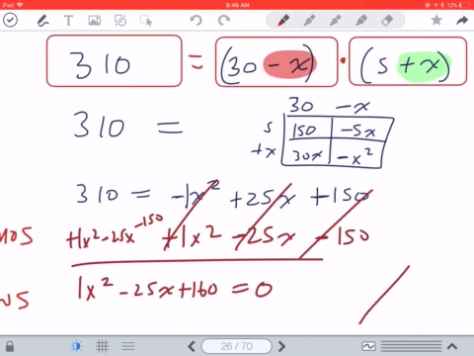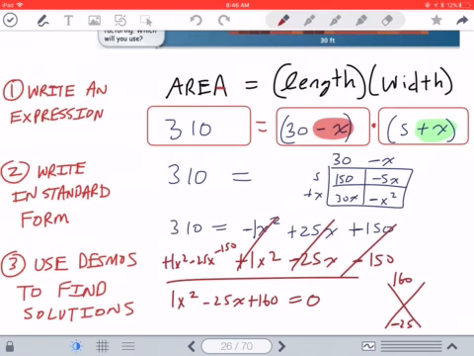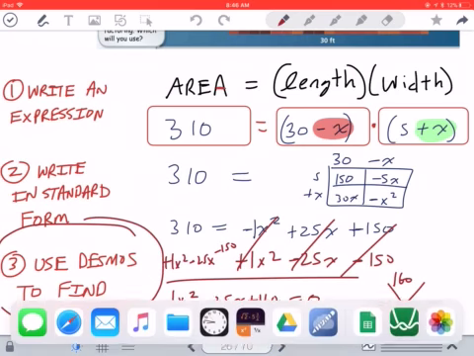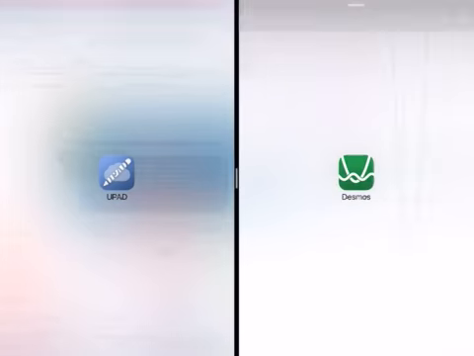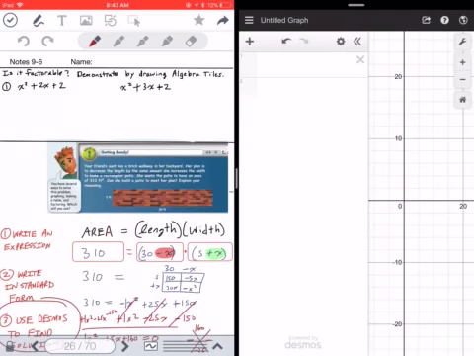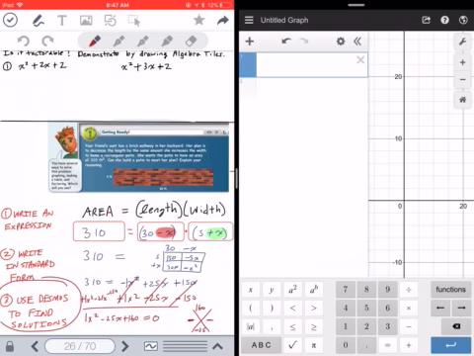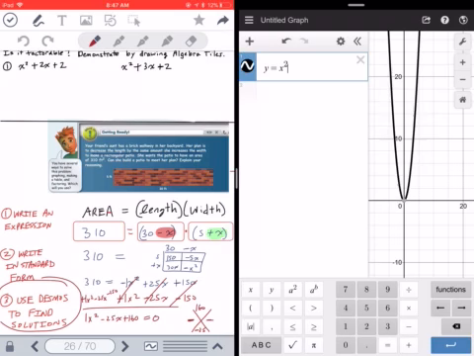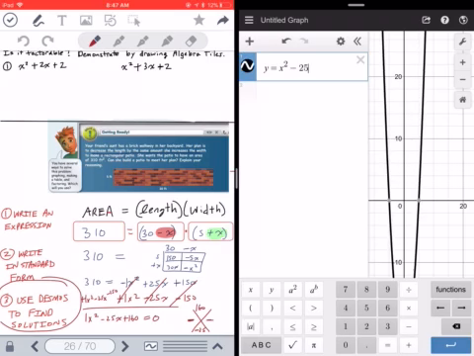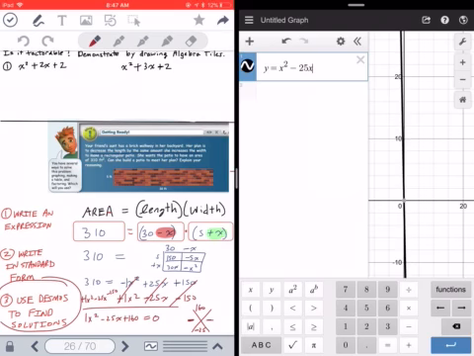Okay, and then I'm going to try to factor this. So 160 to negative 25. And if you try to factor this, you'll find out here that nothing works. Okay, and we can kind of prove this by using Desmos. So I'm just going to open up the Desmos app, do a split screen here, and I'm going to graph this. So it's going to be y equals x squared minus 25x, and then plus 160.